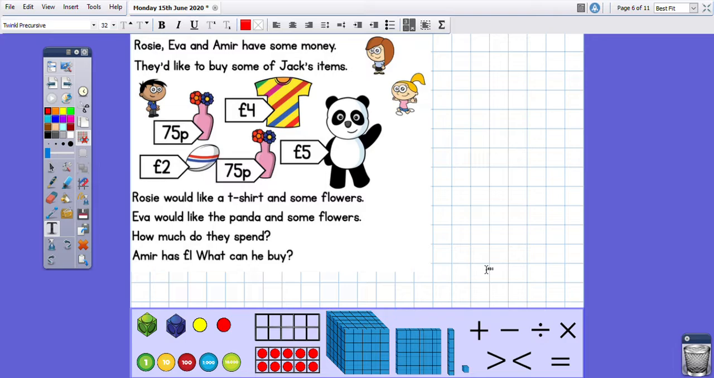Rosie, Eva and Amir have some money. They'd like to buy some of Jack's items. Rosie would like a t-shirt and some flowers. Eva would like the panda and some flowers. How much do they spend? Amir has £1. What can he buy?